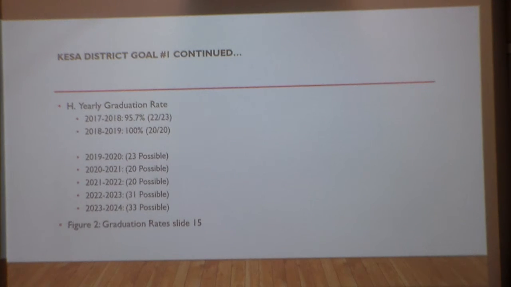Yearly graduation rates, this is something else that is being brought up. So in 2017-2018, we had 95.7%, 22 of 23 students graduate out of that class as they were here. In 18-19, we will have 100%. In 19-20, you can see that we have the possibility of all of those graduating. That is, it could be that they might have decided to go to GED or drop out or what. But in those 2 years, we've only had one. So we pride ourselves on that.